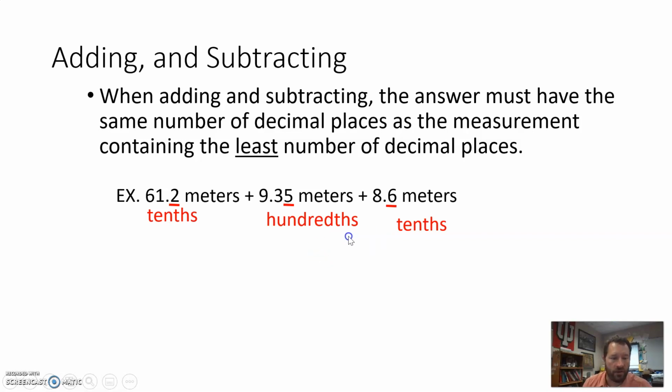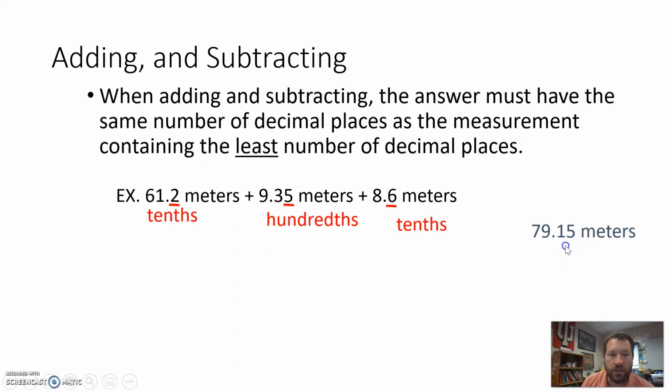At this point, I'd advise you to just go ahead and throw every number into your calculator. Don't try to round or anything until you get to your answer. So we add 61.2 plus 9.35 plus 8.6, and hopefully your calculator read 79.15.